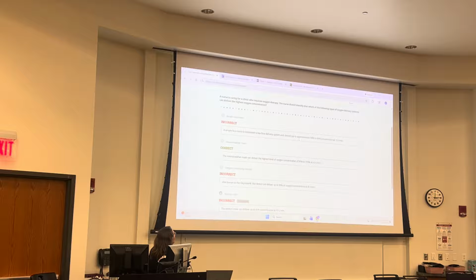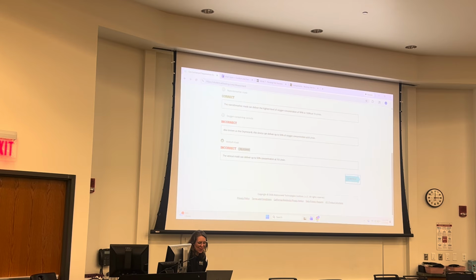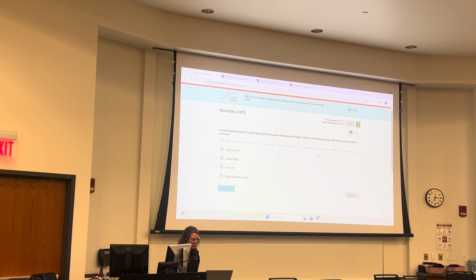And then a Venturi mask is a mask that's got like a tube at the end where respiratory can specifically dial certain concentrations of oxygen. Okay, so just different types of masks that you might see. Okay, this question hopefully is a little more specific.